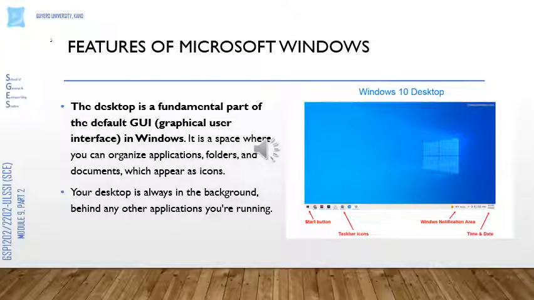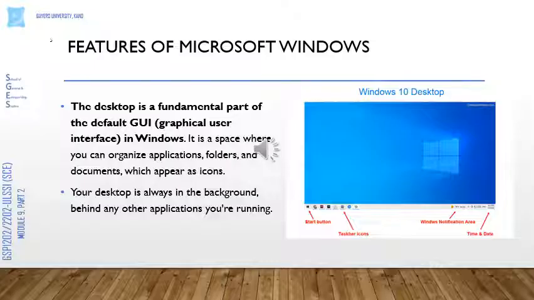When the applications, files or folders are on your desktop, you just have to double click on them and they would open. For every application that is running on your system, the desktop is always in the background. On your default desktop, you have your start button, your taskbar icons, your Windows notification area, and your time and date.